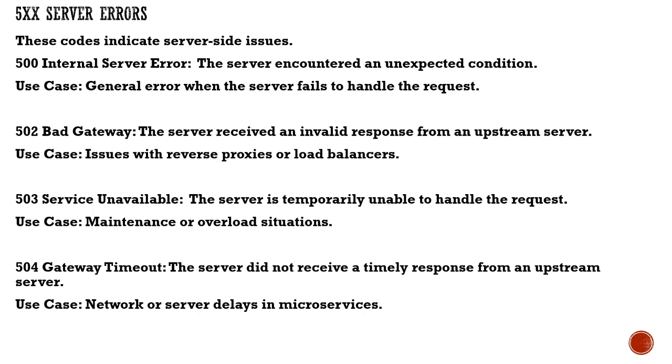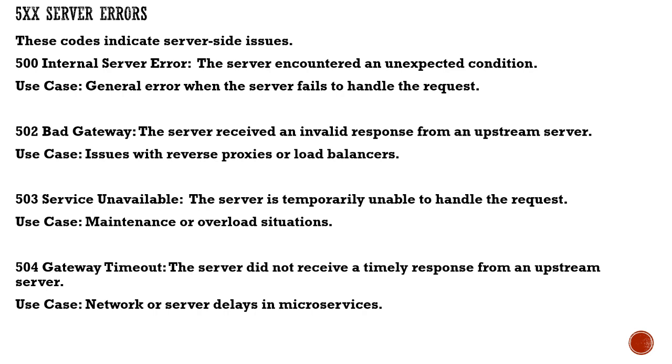Basically, this happens when we have some reverse proxies or a load balancer which is not handled properly, right? So in that case we get that 502. Now 503, service unavailable. The server is temporarily unable to handle the request, right? In that case, either it is in maintenance mode, or they are doing some overload testing, right? So in that case, 503, service unavailable comes.